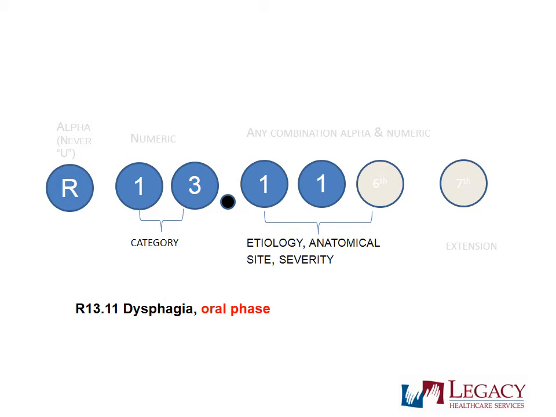Characters 4 through 6 provide greater detail of etiology, anatomical site, and severity. Here, you can see that the additional digits 1 and 1 indicate that the etiology of this dysphagia case is in the oral phase of swallowing.